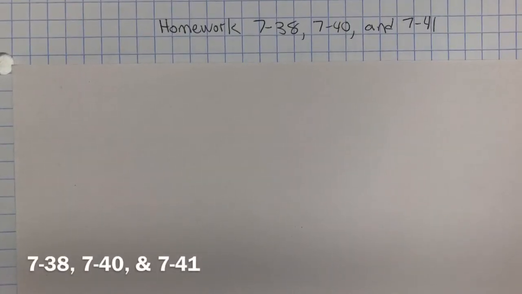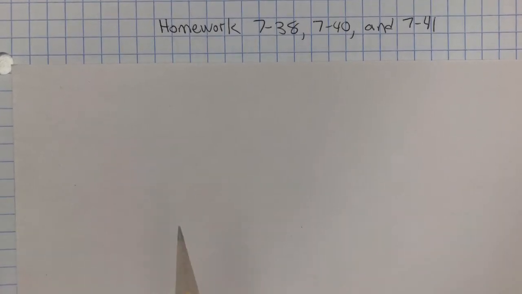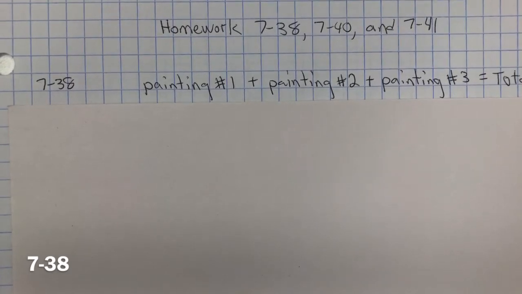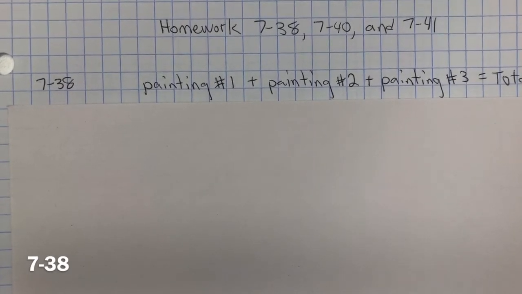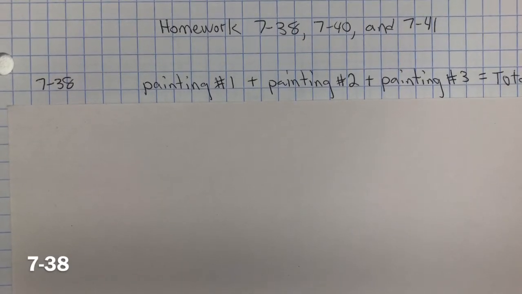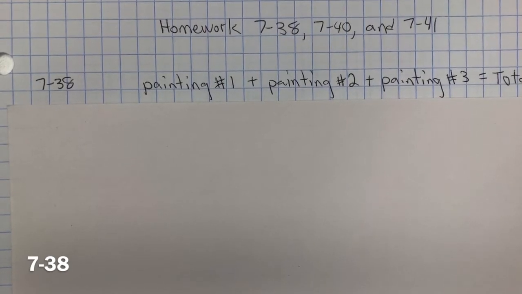This is the homework for 738, 740, and 741. In 738, you have one painting that was sold for 5 times the amount of the second, and the third was sold for 1,500. If the total sale was for 13,500, how much did the most expensive painting sell for?